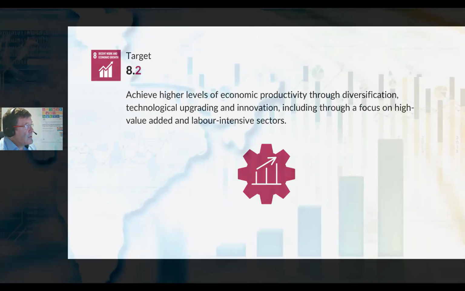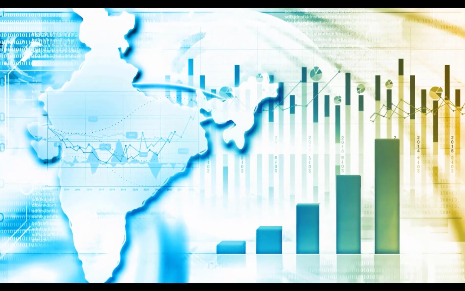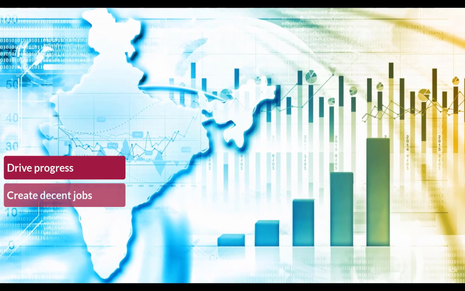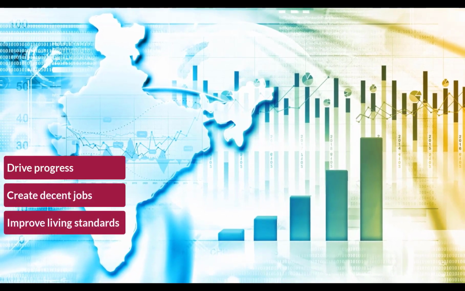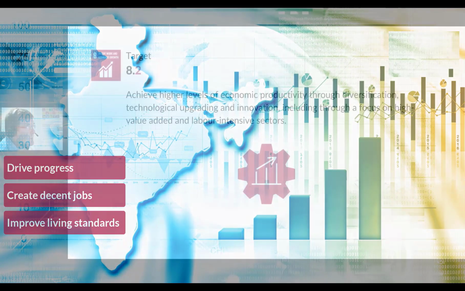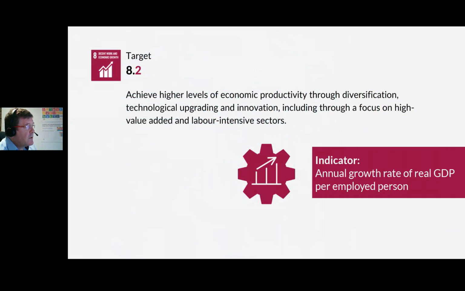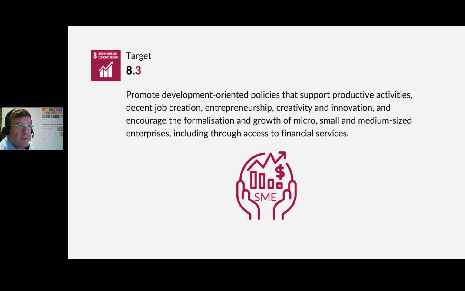So Goal 8 is based on the fact that sustained and inclusive economic growth can drive progress, create decent jobs for all, and improve living standards. To monitor this, we look at the annual growth rate of real GDP per employed person. Again, we will be looking in detail at all of these targets and indicators in the block that deals specifically with SDG 8.